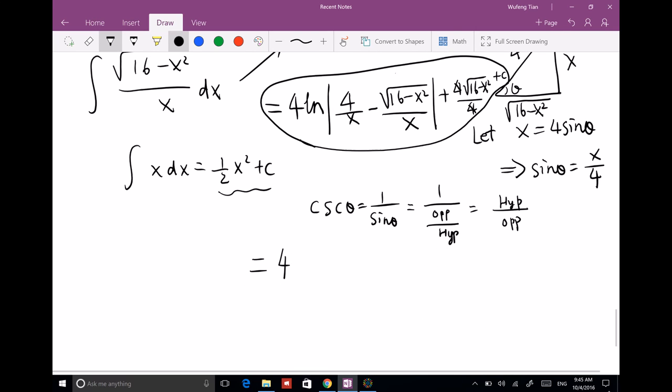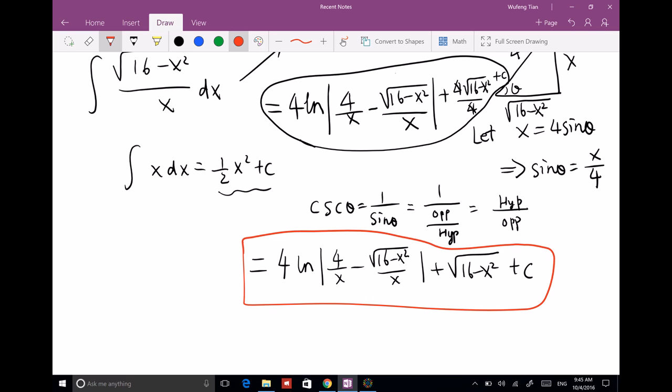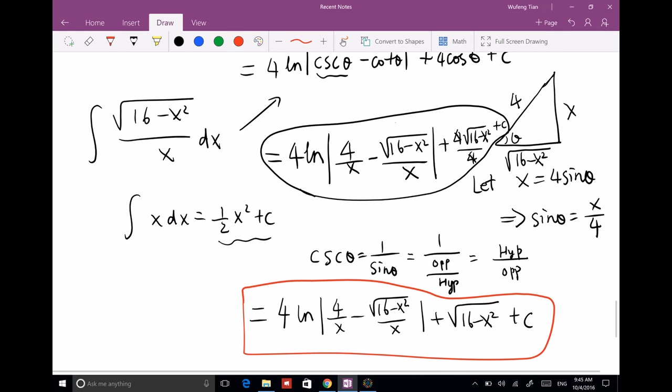Okay, so ln of 4 over x minus square root of 16 minus x squared over x, plus square root of, let me just write it again, x squared, plus C. So this would be your final answer of this problem, which is really good. After you have the cosecant theta, you draw a triangle and map it back into the function of x. That's what you need to do for the trigonometry substitution in the end if it's an indefinite integral. This is the first type of integral we did.